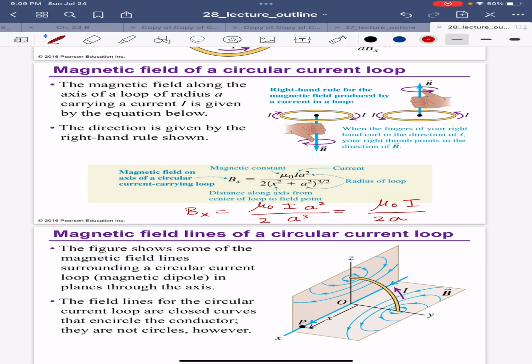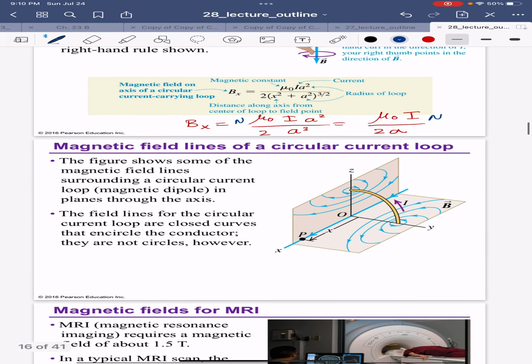Now, most of the time, to have a magnetic field that is strong, we are going to add more turns. We are not using just a single loop, and therefore we will add here the number of turns. Okay, then this is going to be for a circular loop that has n number of loops.